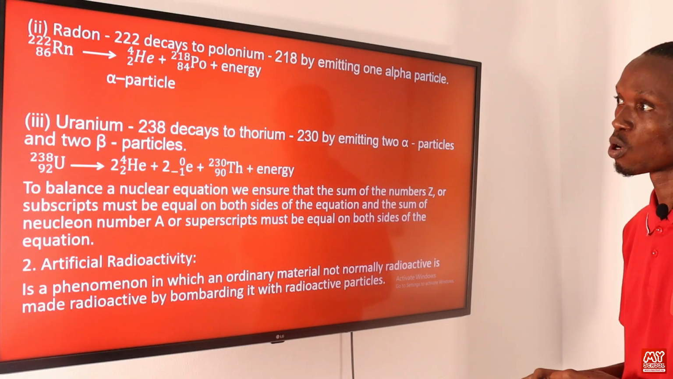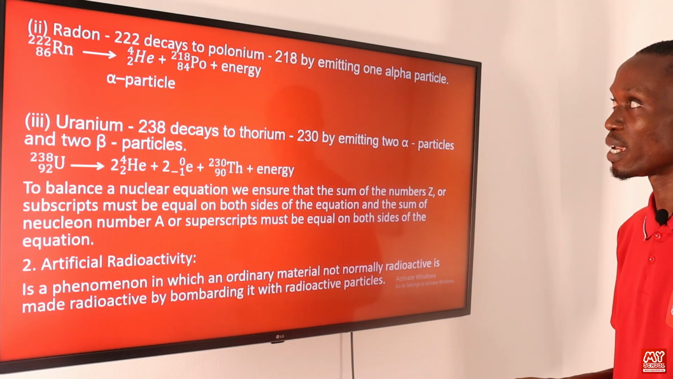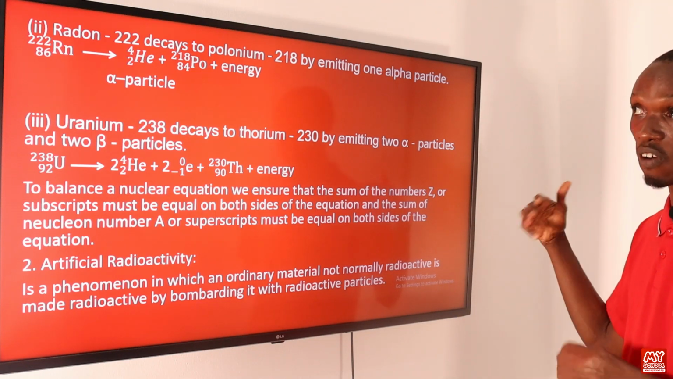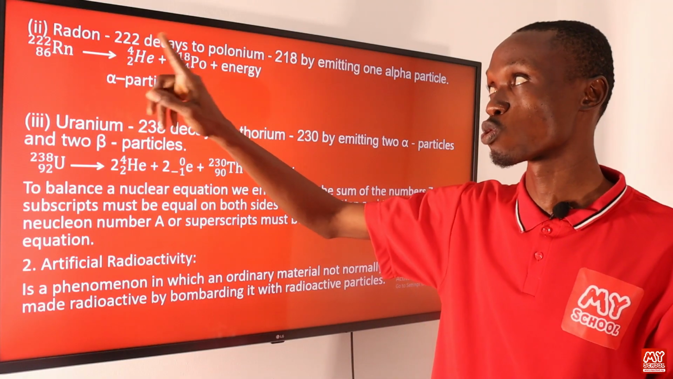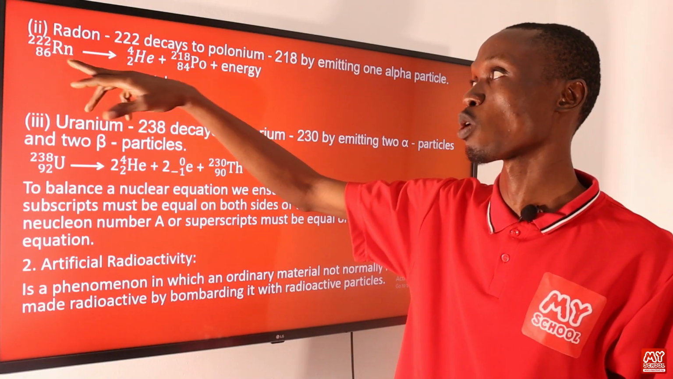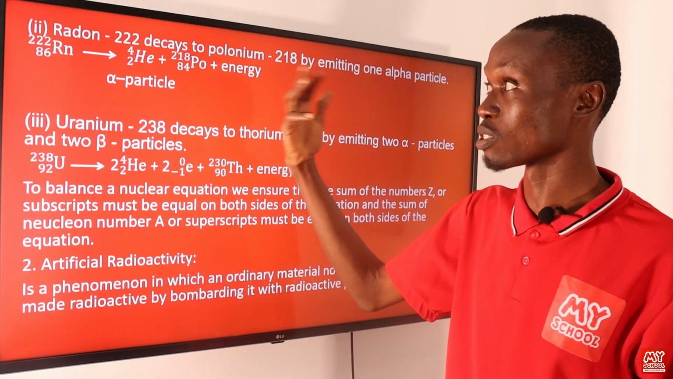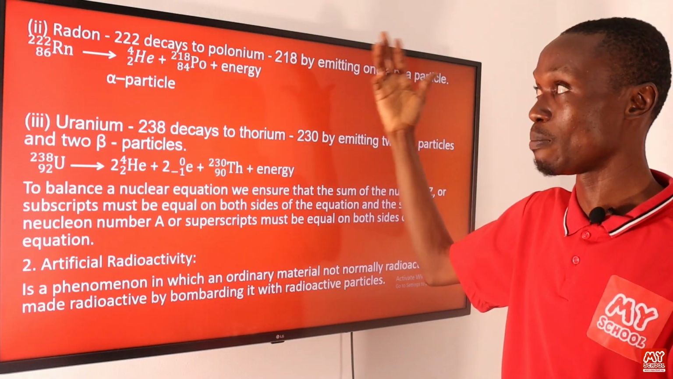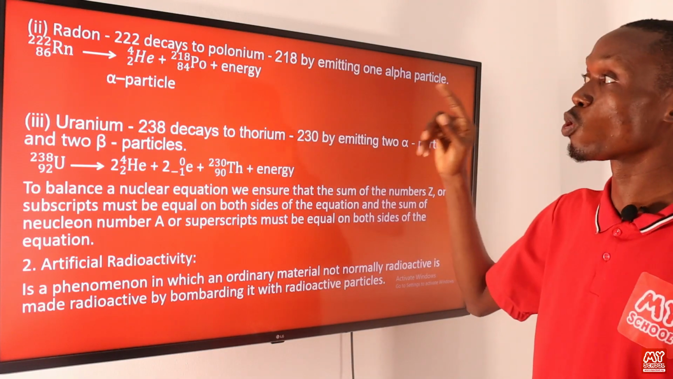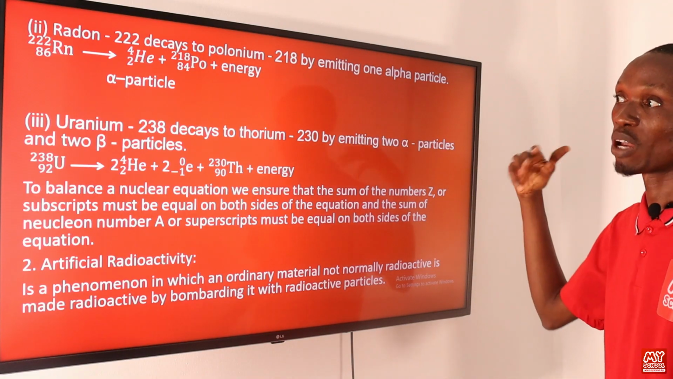Now example 2, radium-222 decays to polonium-218 by emitting one alpha particle also. So here we have our radium-222. Radium-222 undergoes natural disintegration or spontaneous disintegration, emitting an alpha particle to produce a new element, a different element, polonium-218, accompanied with the release of energy.